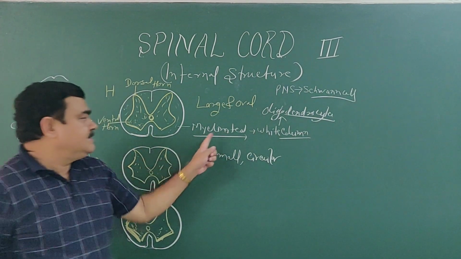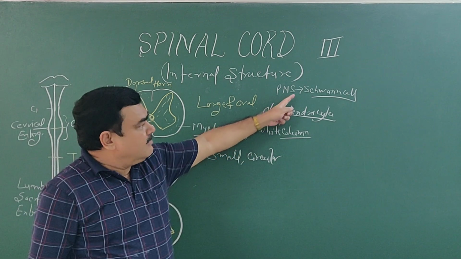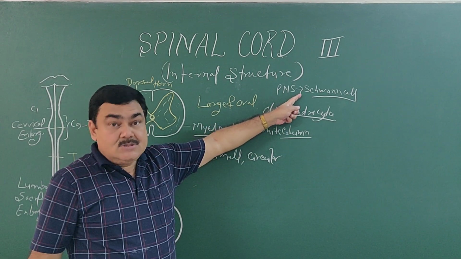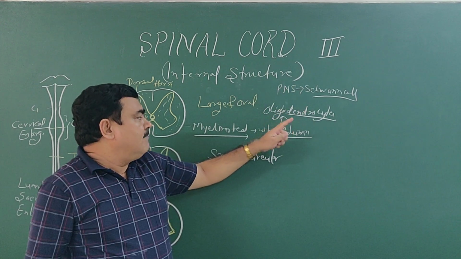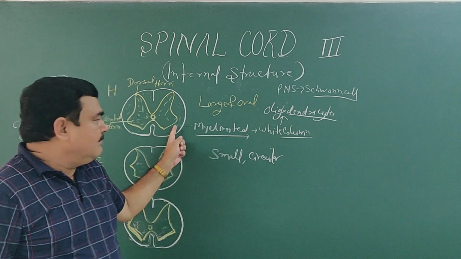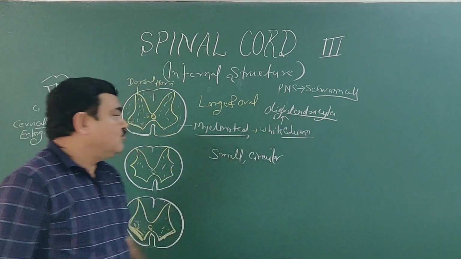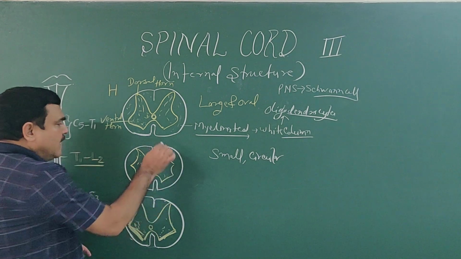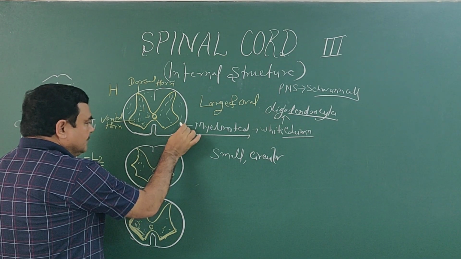So this is the basic difference in white matter of the central nervous system and peripheral. In the peripheral nervous system, the nerve is myelinated by Schwann cells, and in the central nervous system, the nerves are myelinated by oligodendrocytes. That's why it is a white column. And this white column is divided into three parts.